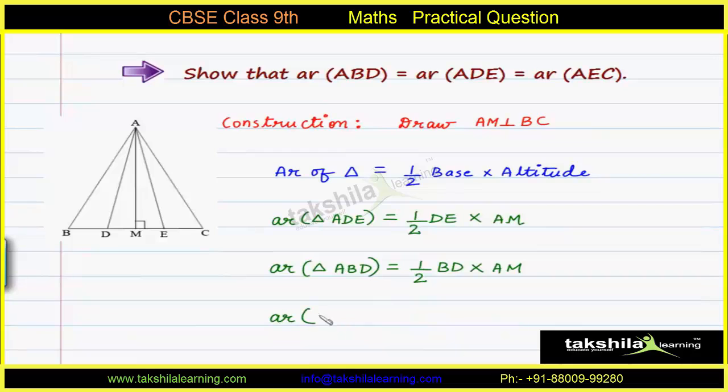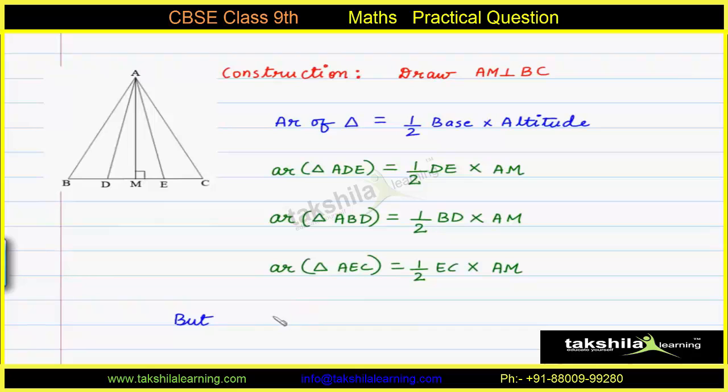Next we will find area of triangle AEC. Now this is our triangle AEC. Once again applying the formula of half base into altitude, 1 by 2 into base. Now the base here is EC. So EC is our base, and this will be multiplied with the corresponding altitude. For this triangle also the altitude will be AM. So this will be multiplied with AM.